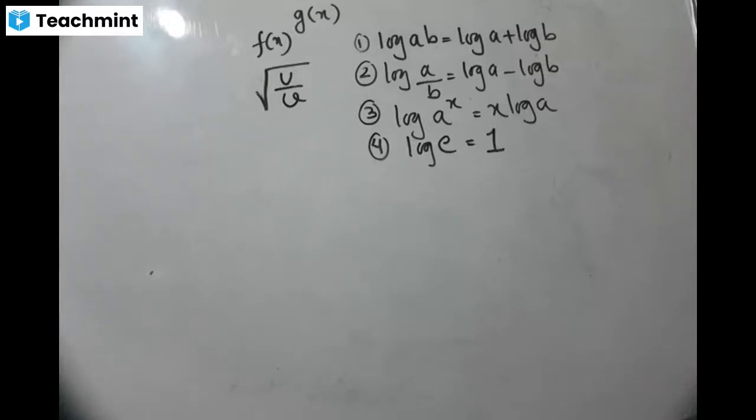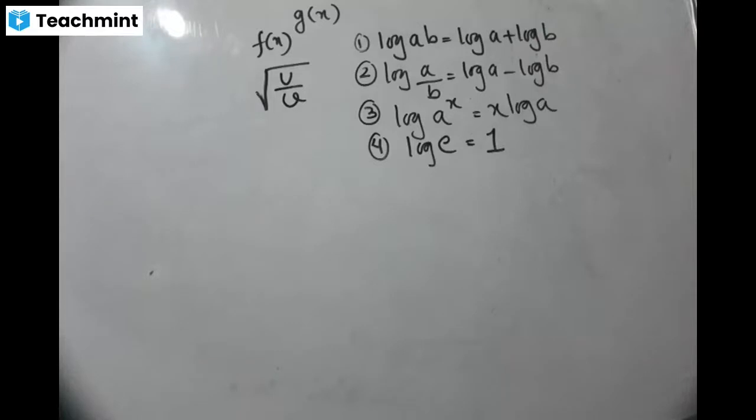So those who joined late, look at the first property, log a into b. If only a into b was there, then I have to use the product rule. The moment you apply log, the product rule gets converted into log a plus log b. That means no more product rule. If I tell you to differentiate a by b, then you have to use the quotient rule. But the moment there is log, log a by b becomes log a minus log b. No more quotient rule. Log a to the power x, the power x comes in front, so you get x log a, and the value of log e is 1.